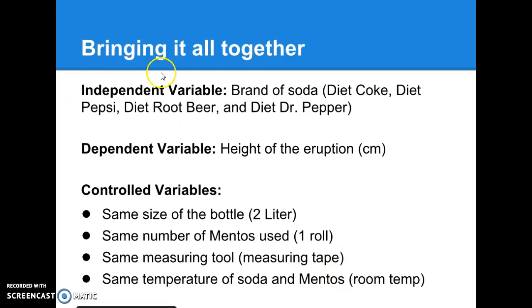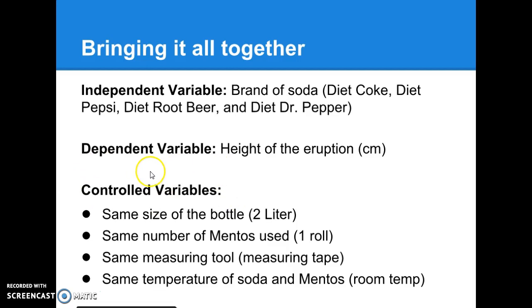Independent variable. Remember, this is what we are testing or what we are changing. So we are changing the brand of soda. That's our independent variable. Your dependent variable is what we're measuring. You're going to be measuring the height of the eruption in centimeters.